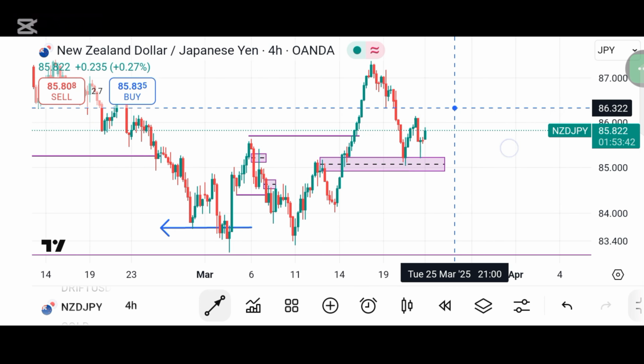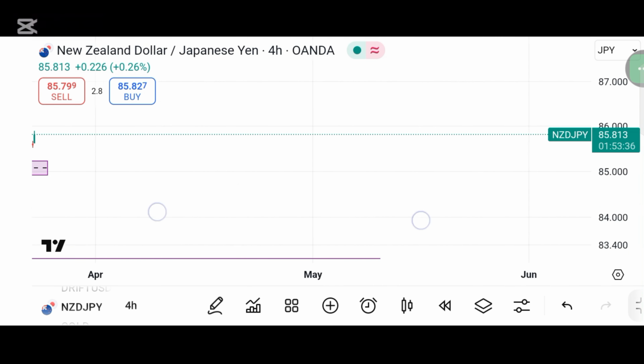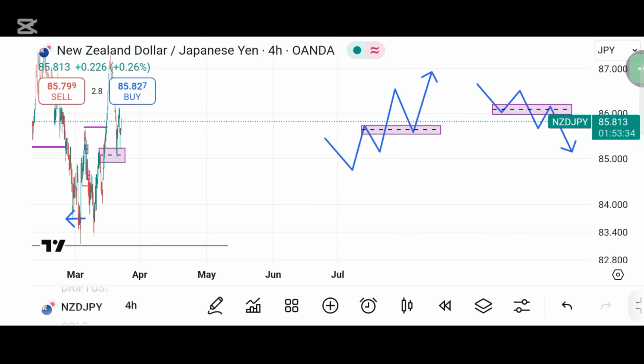Now the whole essence of this video is more like a live analysis here. Look at the schematic diagram, guys. It's the same thing that we are having here.